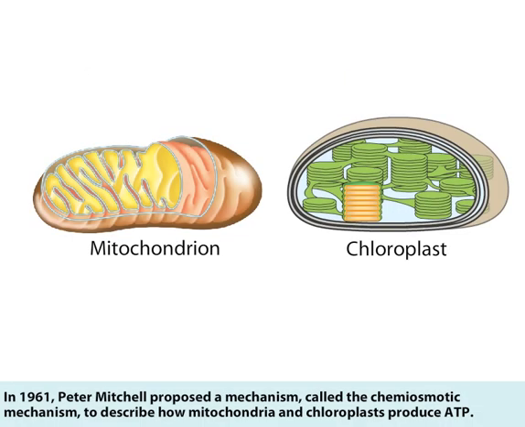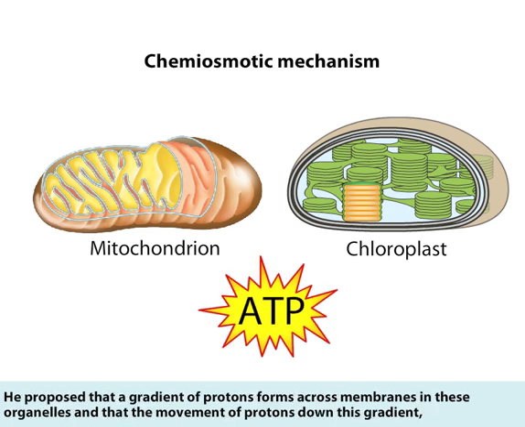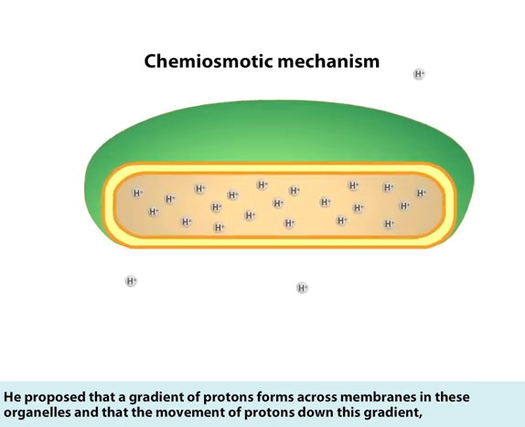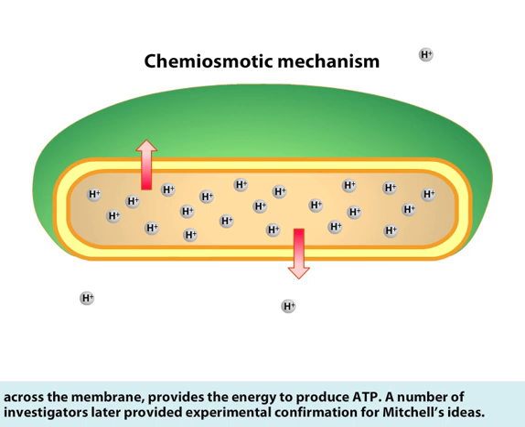In 1961, Peter Mitchell proposed a mechanism called the chemiosmotic mechanism to describe how mitochondria and chloroplasts produce ATP. He proposed that a gradient of protons forms across membranes in these organelles, and that the movement of protons down this gradient across the membrane provides the energy to produce ATP. A number of investigators later provided experimental confirmation for Mitchell's ideas.